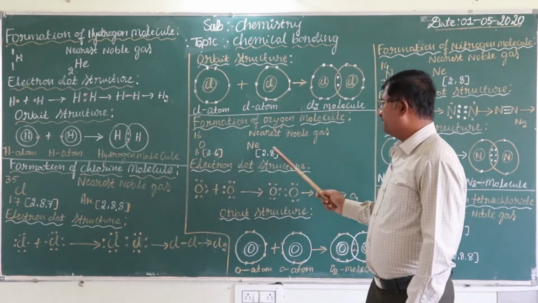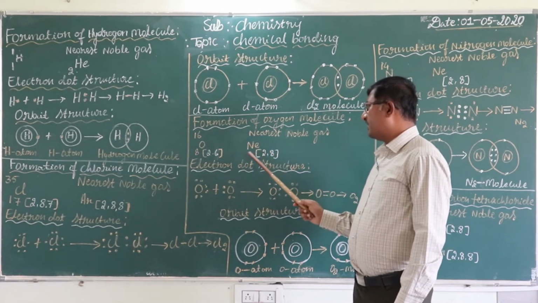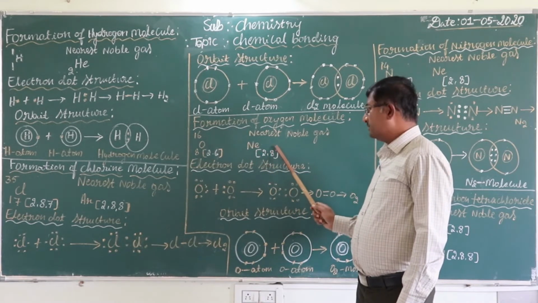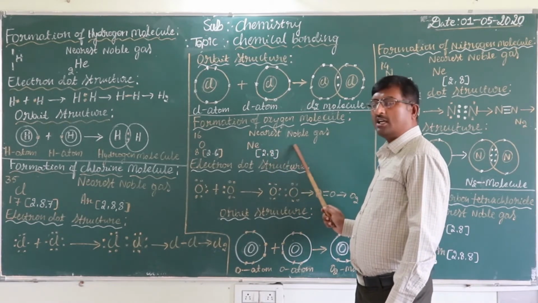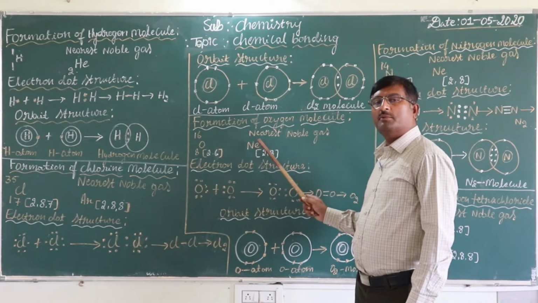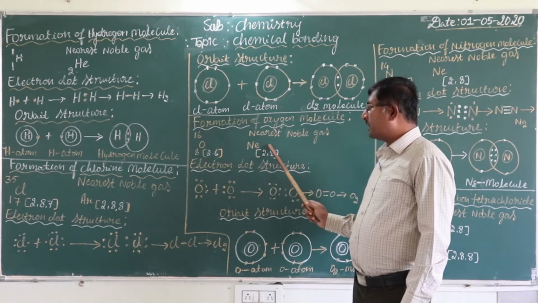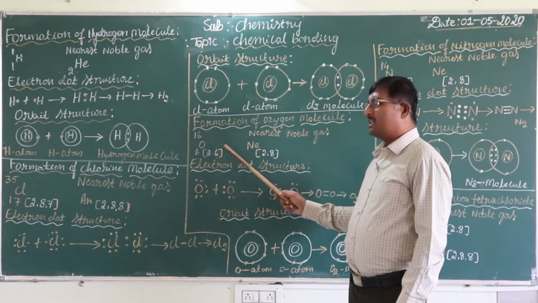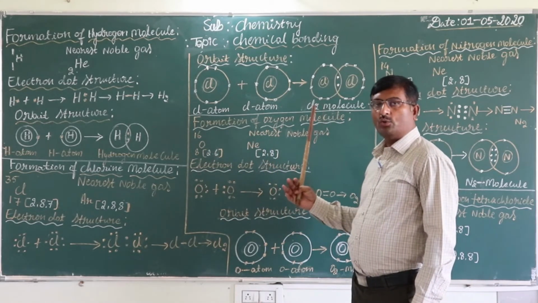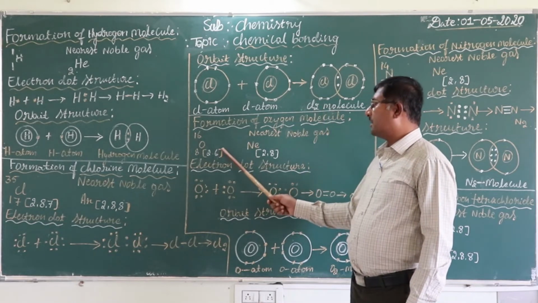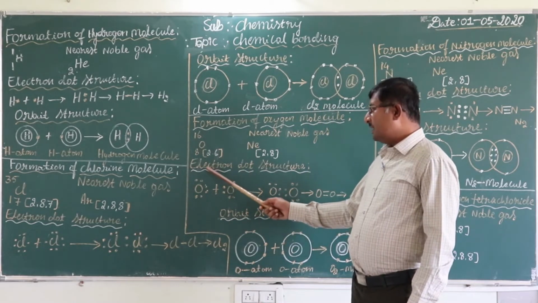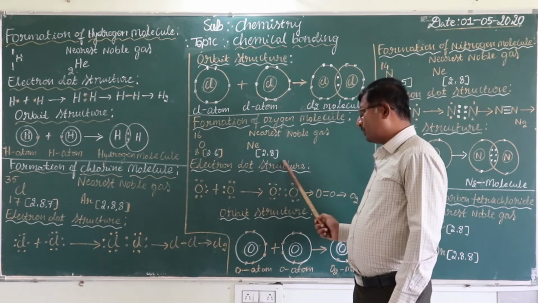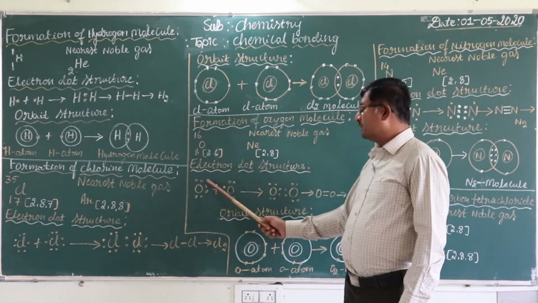Near to oxygen, neon is there. Neon has atomic number 10, and its electronic configuration is 2, 8. Here in the outermost orbit 8 electrons are there, so neon is in stable configuration. To get the configuration of neon, there will be a shortage of 2 electrons, so oxygen is trying to get 2 electrons to reach stable configuration. Next we will see the electron dot structure of the oxygen molecule.